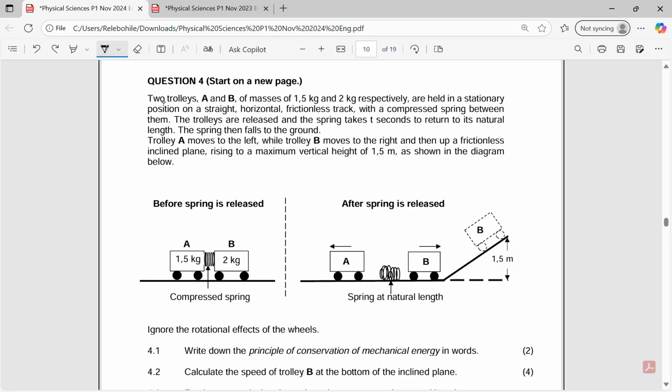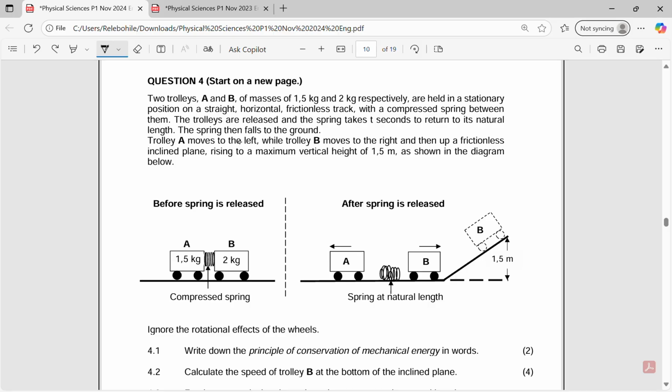So here they say two trolleys A and B of masses 1.5 kg and 2 kg respectively are held in a stationary position on a straight horizontal frictionless track with a compressed spring between them. The trolleys are released and the spring takes t seconds to return to its original length. The spring then falls to the ground.